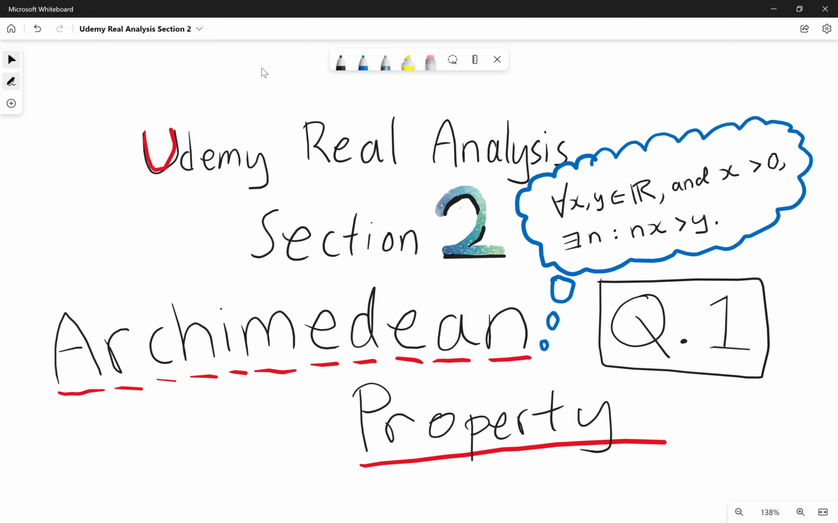Hello again, and today we're going to do the first question of section 2 on the Archimedean property. So the Archimedean property, hope you've understood it, but it basically says there's always an integer n, or natural number n, greater than any real number.